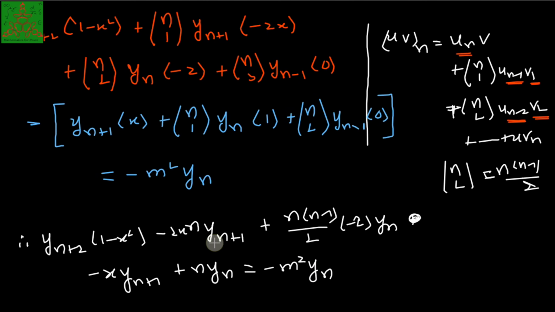Further you simplify, that means you can collect the coefficient of y(n+1). These are the two terms we have. And for yn, these are the two terms you have here.